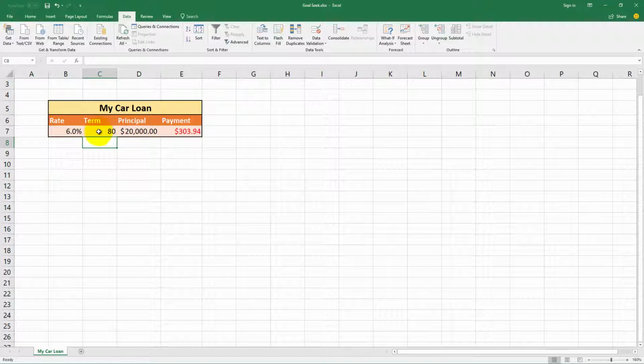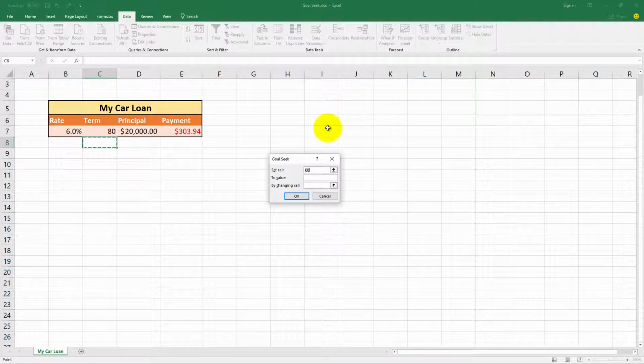We click on Goal Seek again, but this time the goal is to alter the annual rate of the loan in order to achieve the required value, which is the minus $300, by changing the cell B7, which contains the annual rate. We press on OK.